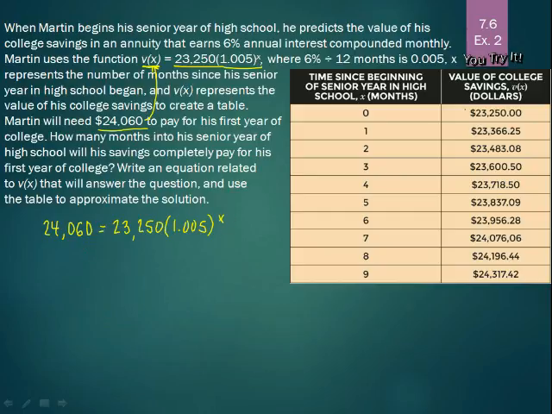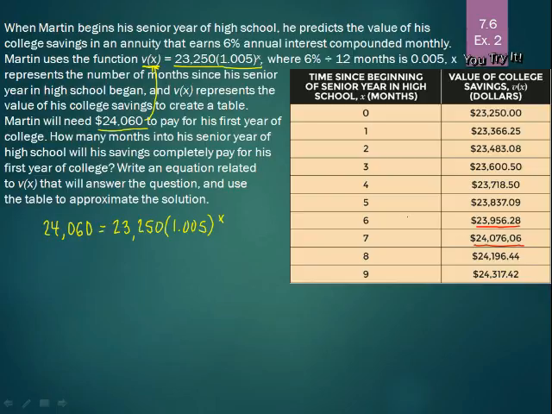Looking at our v(x), which is the right column here, we're looking for 24,060. Okay, so it hits 24,076. That's really close. So it's definitely going to be right before 7 months, which is the x value there. But 6 months is still too small. And so we know that it'll be somewhere in between 6 and 7.